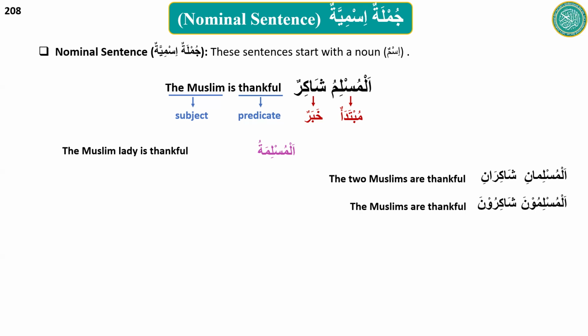So yes, al-muslimatun will be wrong. Al-muslimatu is correct. What's the next word? Tashkirun. Tashkirun? Why are you using tashkirun? Tell me your thought process. How did you come up with this word? I don't know the feminine of Shakirun. Okay, you don't know the feminine of Shakirun.